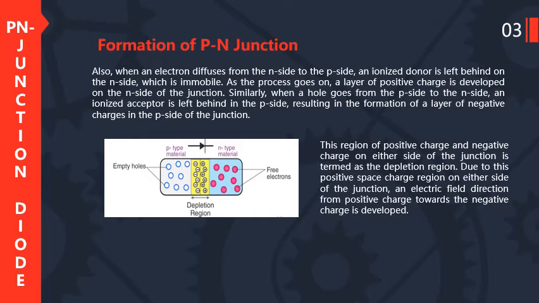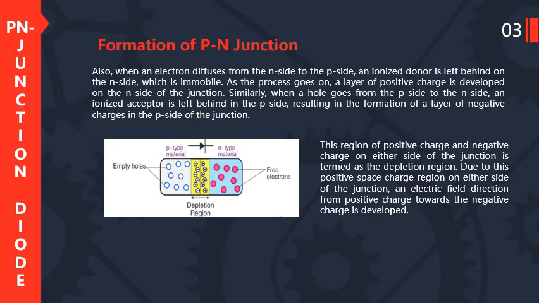So this is a diagram for PN junction. P-type material has the majority carrier holes, and n-type material has majority carrier electrons. And in this diagram you can see the depletion region or depletion layer, represented by yellow color.